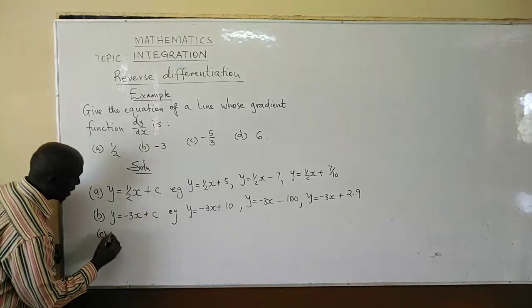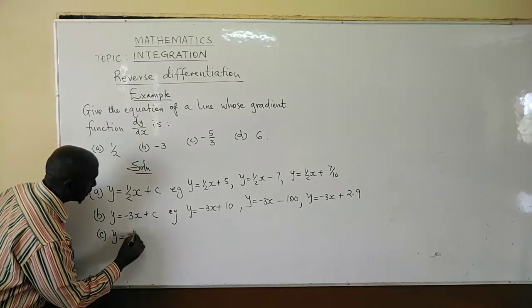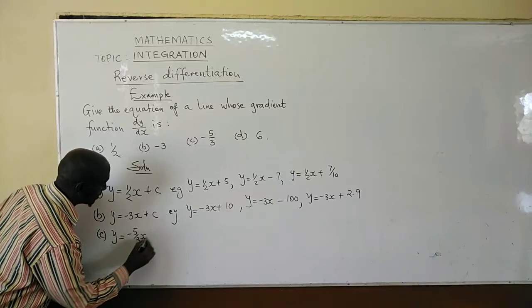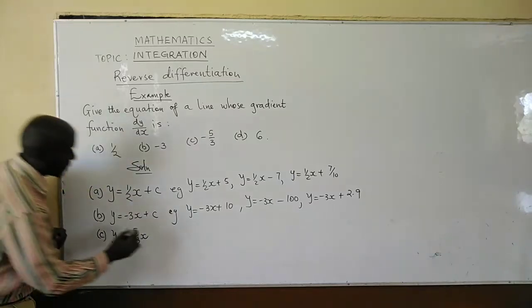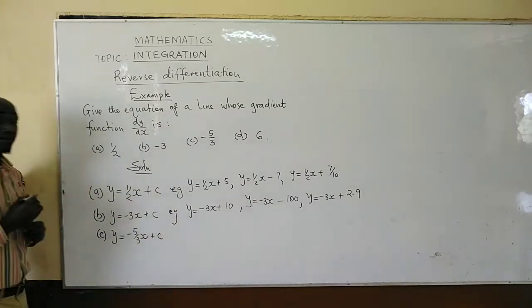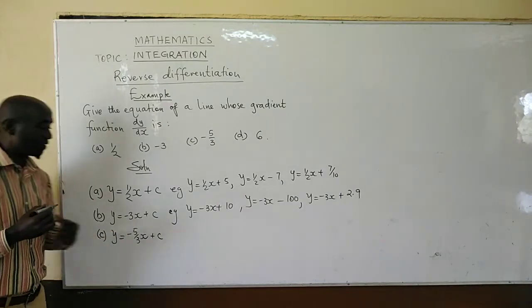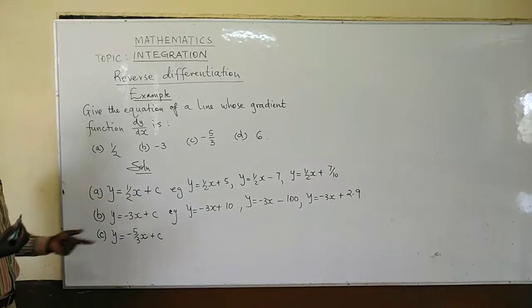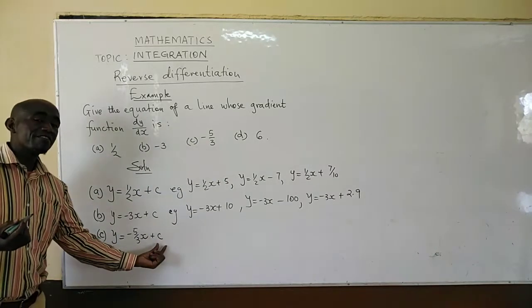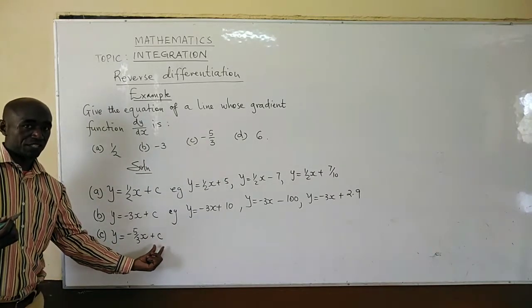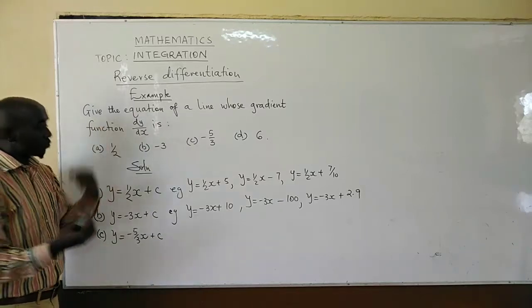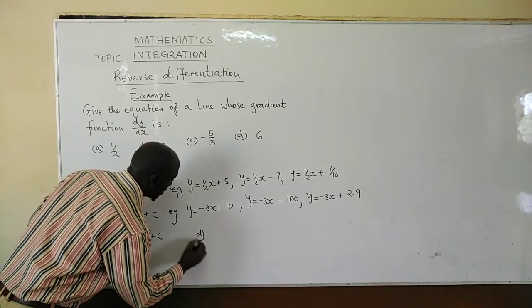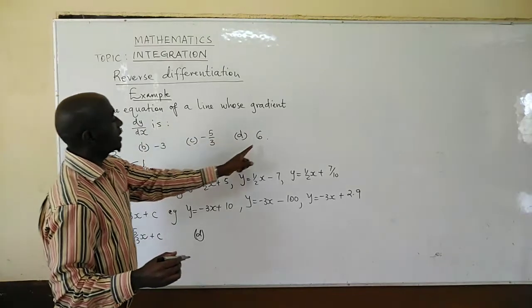We do it the same way. y is equal to negative 5 over 3 x plus a constant c. This plus c must not be forgotten, and you can give examples, my dear learner, by putting any value in place of c. Then the last one, number D, where the gradient is 6.